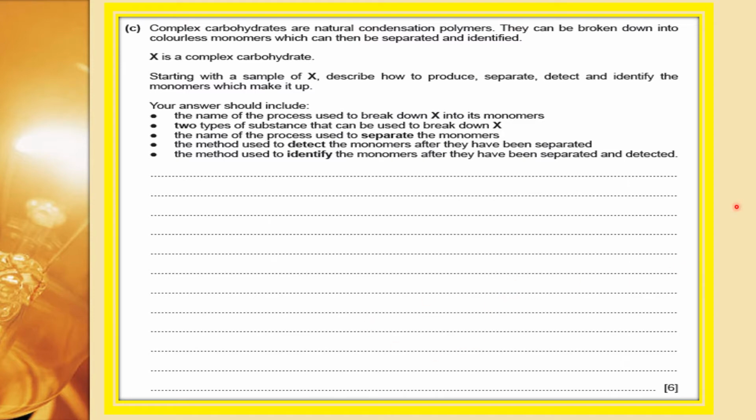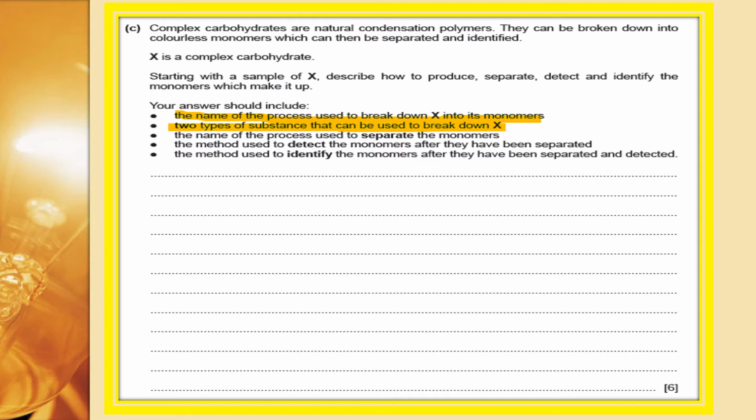So let's see, from here, the name of the process and the two types of substance that can be used to break down X. You need to know the process of how to break down the complex carbohydrate. I have taught you about natural polymers. We have two types of natural polymers, protein and carbohydrate polymers. So how do we break them down?